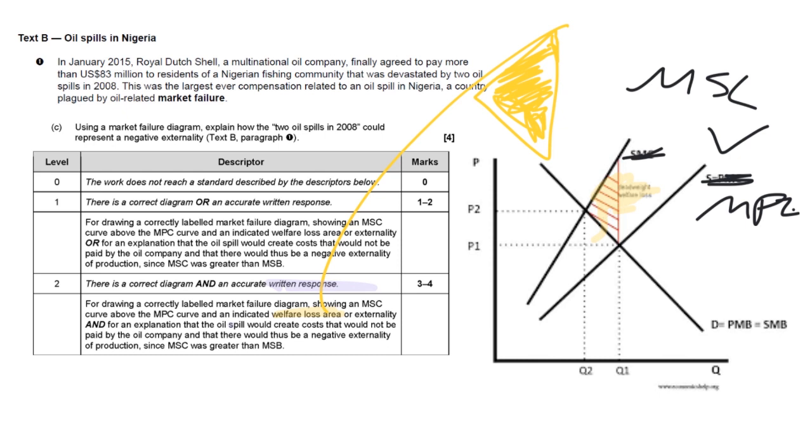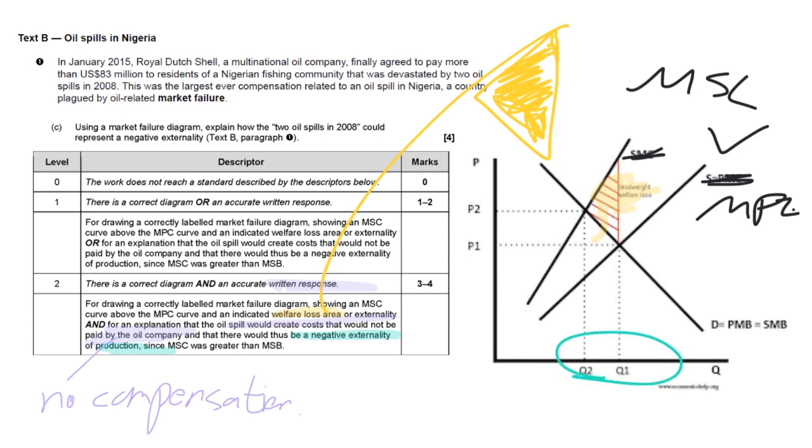And you have to use a written response. The spill will create costs that will not be paid by the oil company. Or let me put down some explanation: that means no compensation. Also, you can see that in the marking guide they talk about externality of production. What does it even mean? That means you can see that there is overproduction.